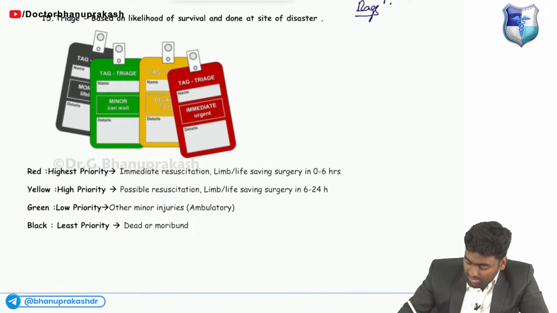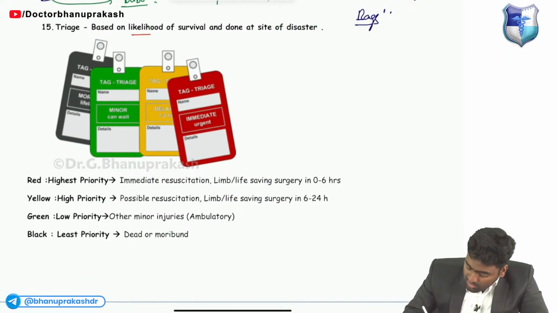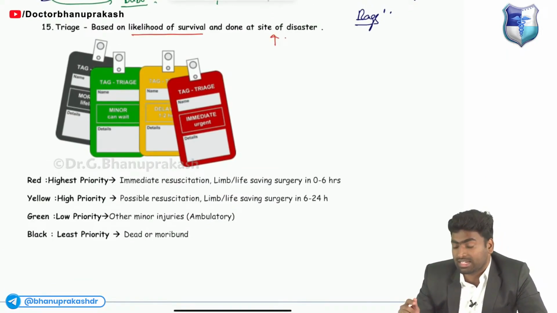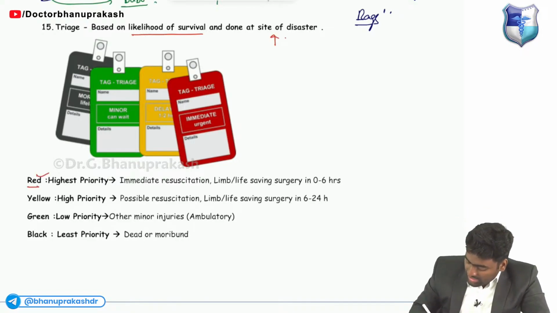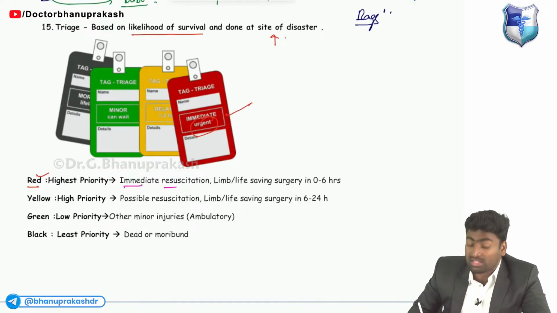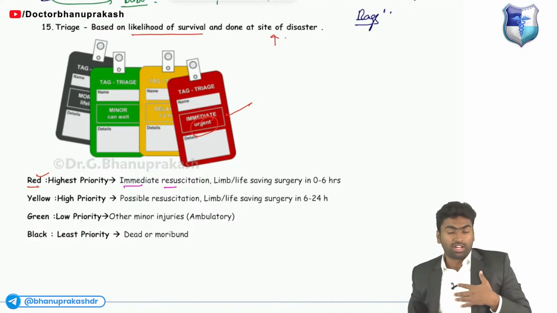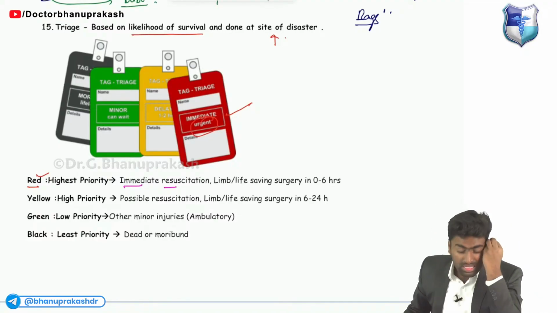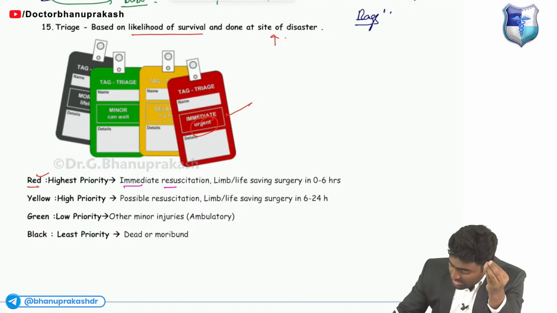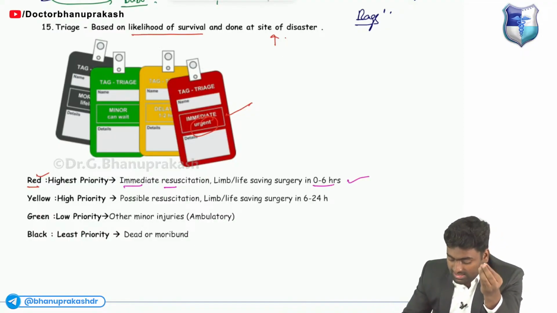Next about the triage. This triage is based on the likelihood of survival and is done at the site of disaster. If you see red, they are the highest priority ones. They need immediate resuscitation. If there is no immediate resuscitation, they will die. For example, in a case of pneumothorax or cardiac tamponade, they need intervention within less than 6 hours.